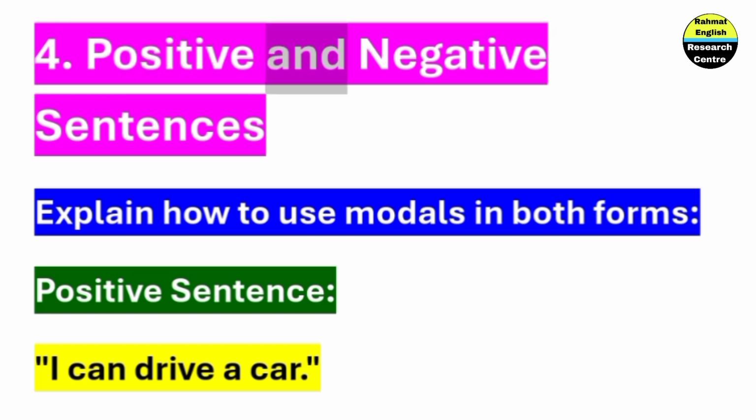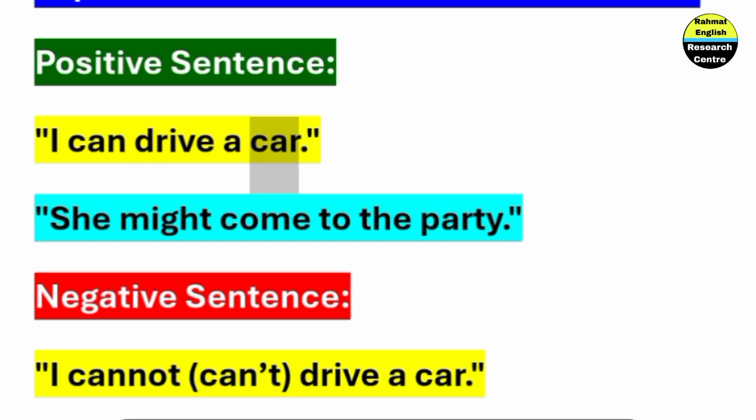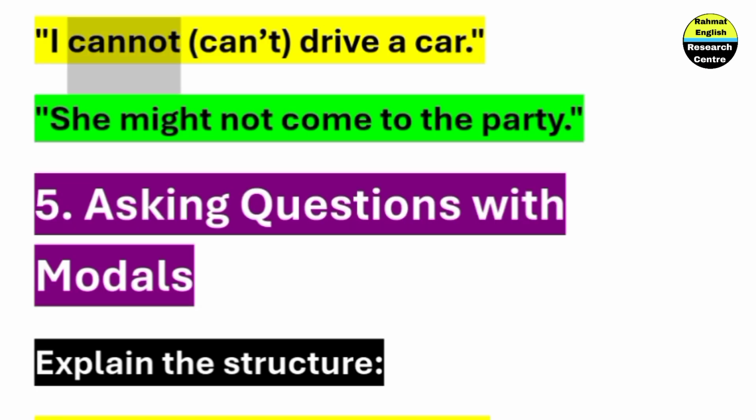4. Positive and negative sentences. Explain how to use modals in both forms. Positive sentence: I can drive a car. She might come to the party. Negative sentence: I cannot, can't, drive a car. She might not come to the party.